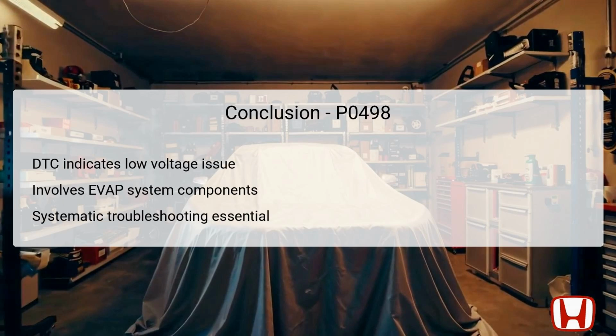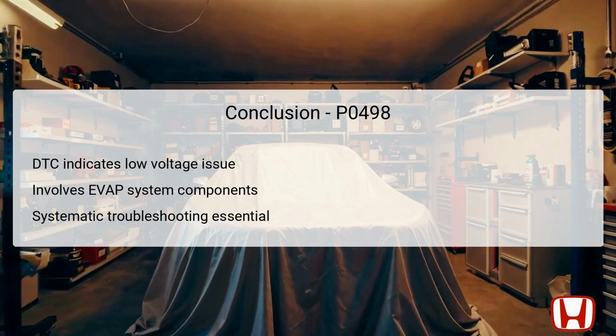In conclusion, the P0498 code points to a low voltage condition impacting the EVAP canister vent shut valve circuit within Honda CRV models from 2017 to 2022. Through understanding the role of the EVAP system and its components, we can appreciate the importance of accurate troubleshooting. Each step, from simple diagnostics to complex wire checks and resistance measurements, provides critical insights into the nature of the issue at hand.